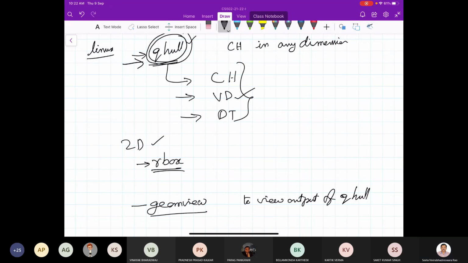Okay? Just try to install these three packages and play around and see the Voronoi diagram of points. Okay. Yeah. So any questions?